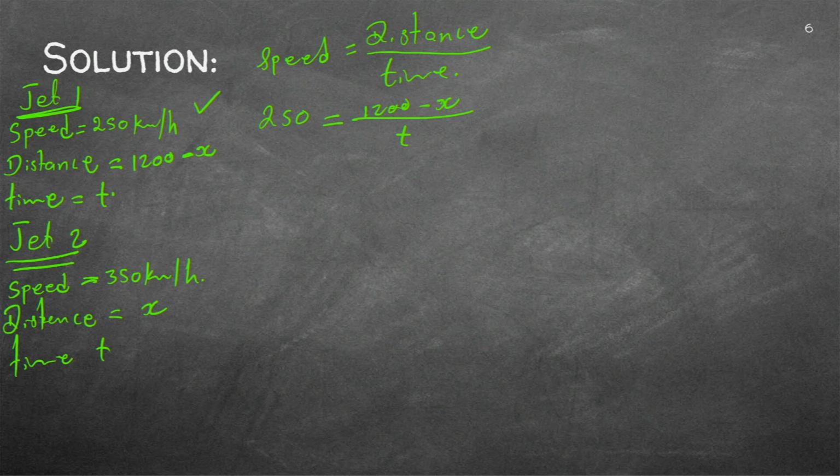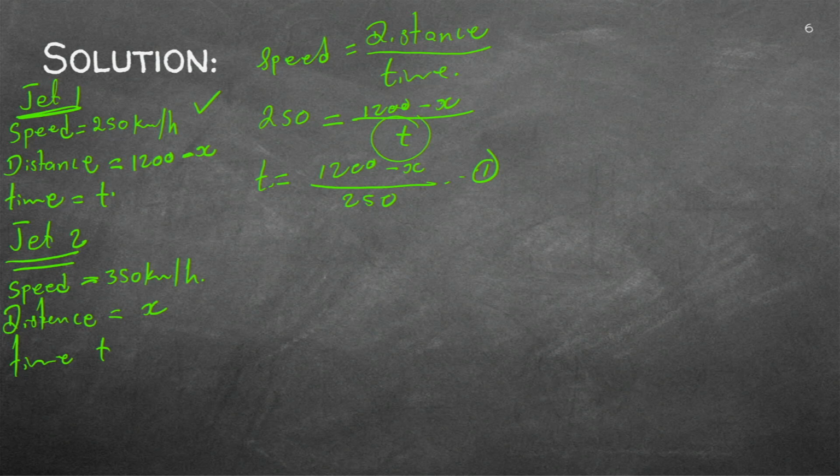And we can easily make t the subject of the formula. So t is given by 1200 minus x over 250. So now we can say that is equation number 1.